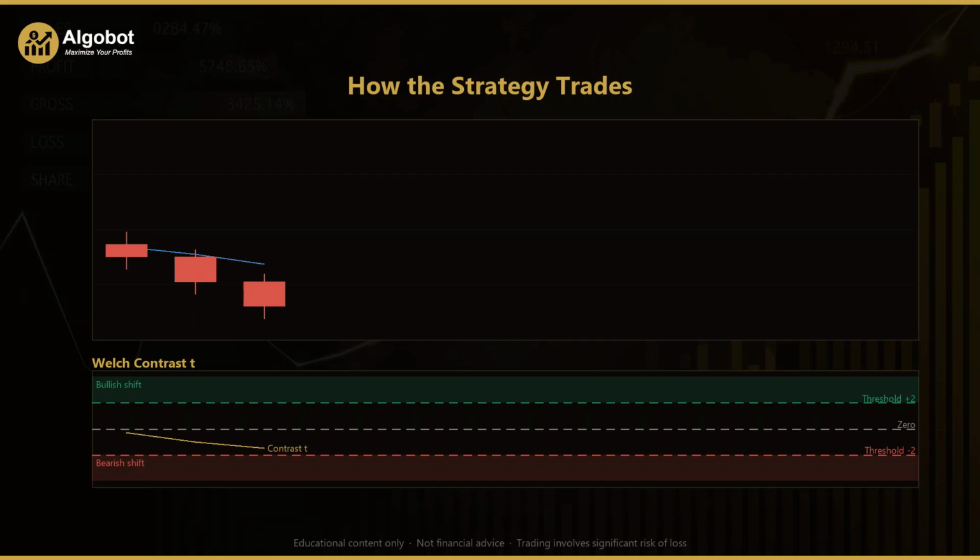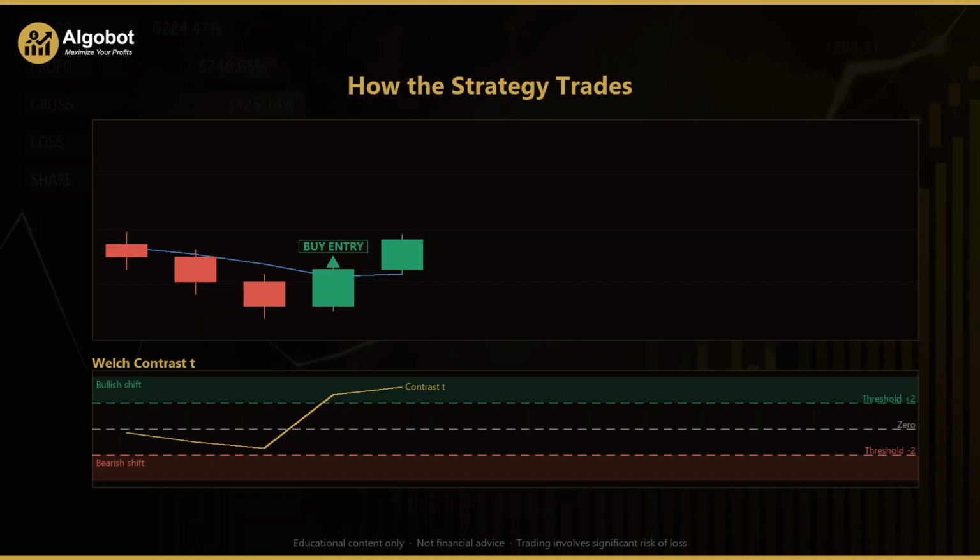Price is drifting lower over the first few candles, sliding down toward a fresh low. Look at the contrast oscillator underneath during this stretch. It's sitting in mildly negative territory, but notice it isn't extreme. That's the important subtlety of this method. A steady, orderly decline looks similar in both the recent and the prior window, so the contrast stays muted. Nothing new is happening yet, so the strategy stands aside.